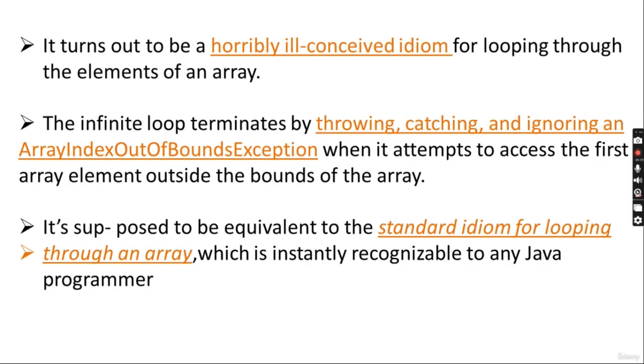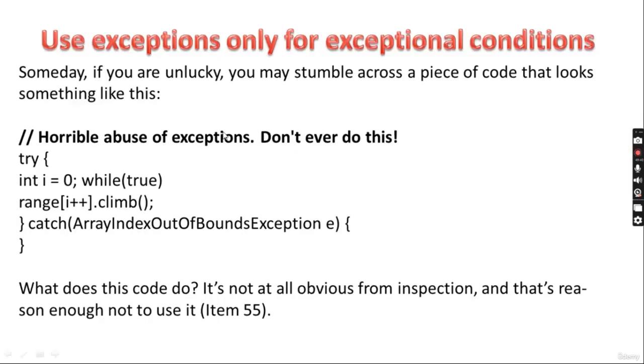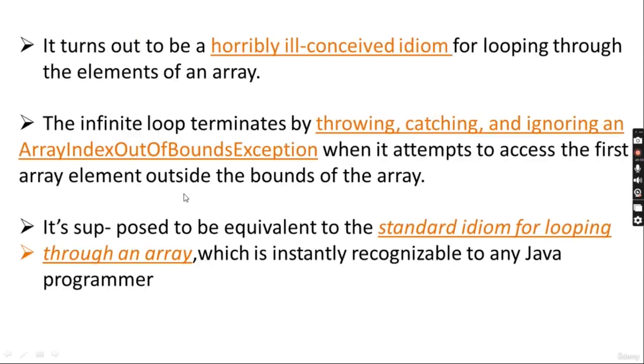It turns out to be a horribly ill-conceived idiom for looping through the elements of an array. The infinite loop terminates by throwing, catching, and ignoring an ArrayIndexOutOfBoundsException when it attempts to access the first array element outside the bounds of the array. You are writing while true. This is the infinite loop generated. You are incrementing i and climbing until the exception, so this is giving you an infinite loop.